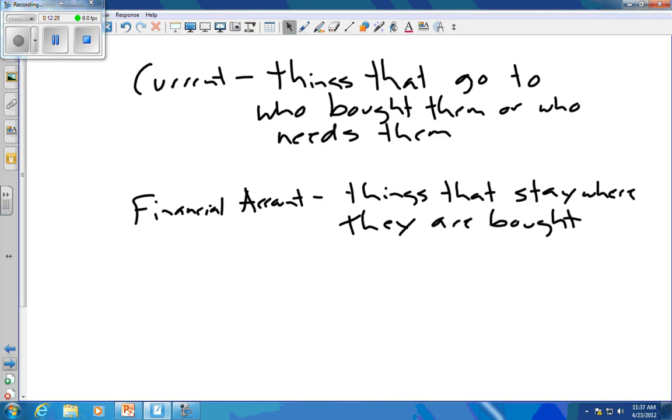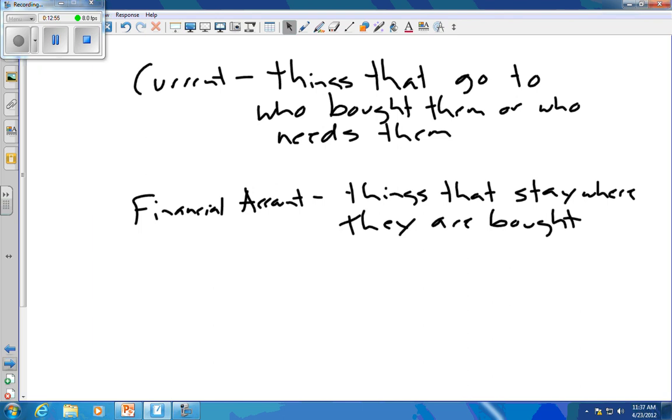If you buy a factory in China, the whole point of buying the factory in China is you want the factory to be in China. You don't want it shipped to you. Okay, that therefore would go in the financial account. If you buy, like in Jurassic Park, he is buying or creating an amusement park outside the United States. That would be in the financial account. Okay? A current account are things that go to who buys them.